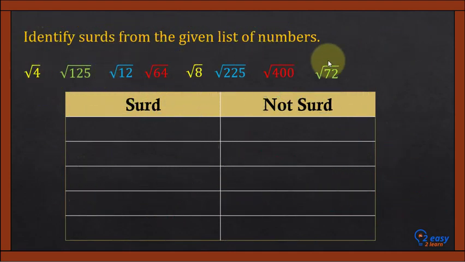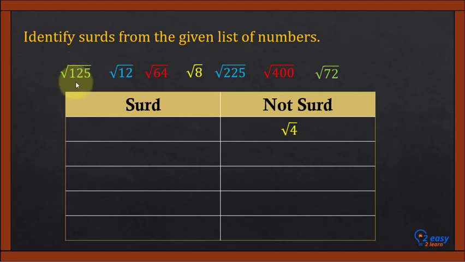We have a list of numbers. Identify a surd and not a surd and put it in the right column. Before deciding, first think whether the square root of that number is an integer or not. If it is an integer, it is not a surd. And if it is not an integer, it is a surd. So what do you think? Square root of 4? The answer is 2. It is not a surd.